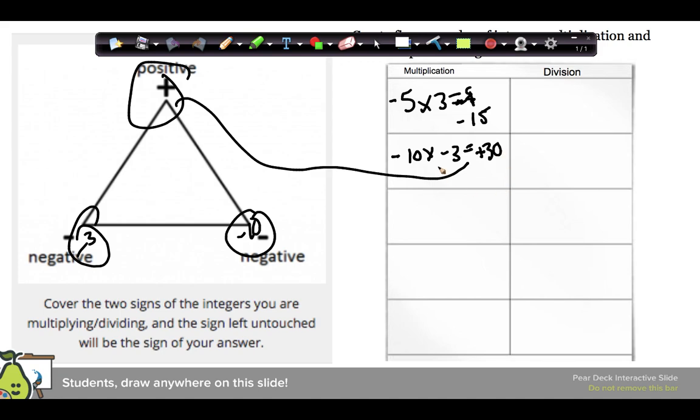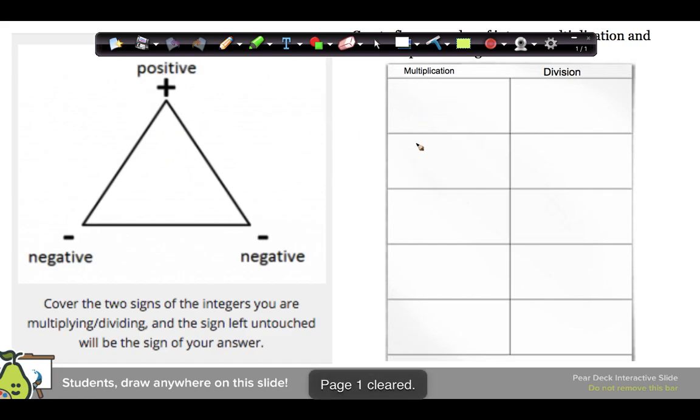So what you're going to do is do 5 multiplication problems that you make up and answer. And I want you to be thinking about this. You don't have to write on this. When you do this, you can just put the problems there.